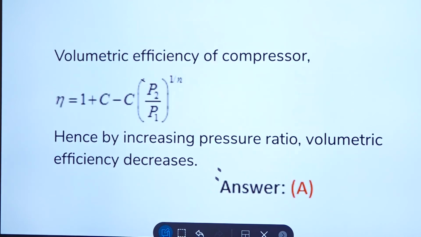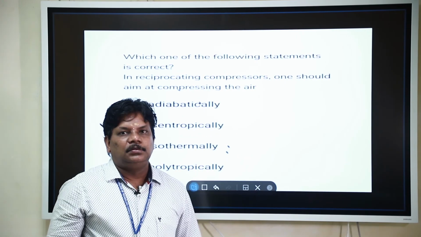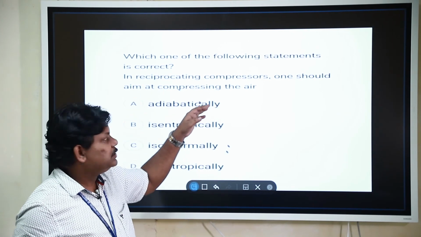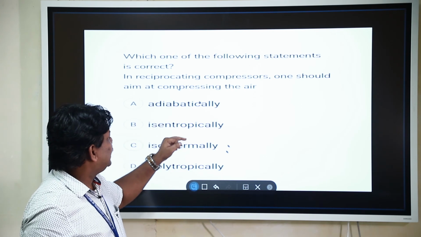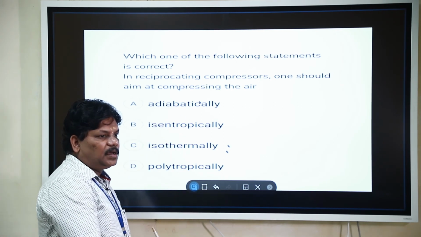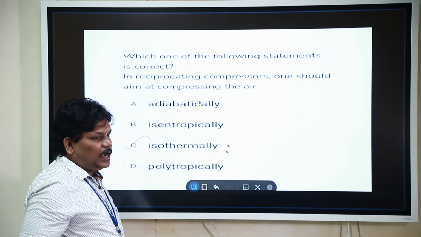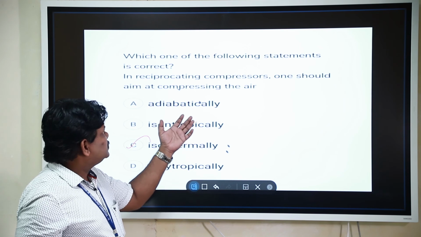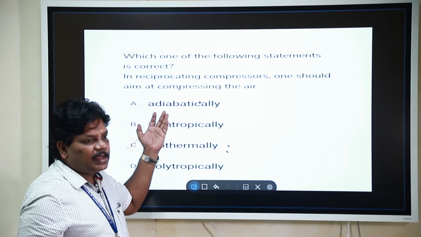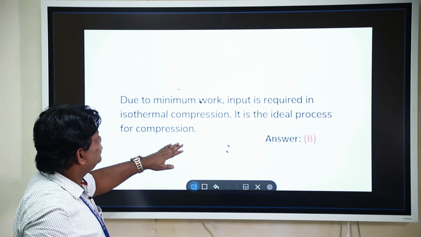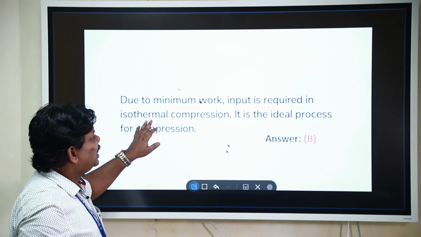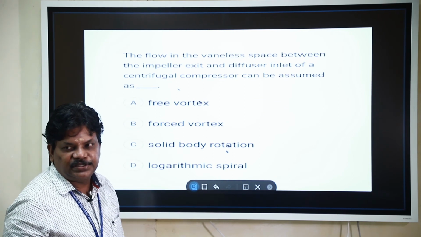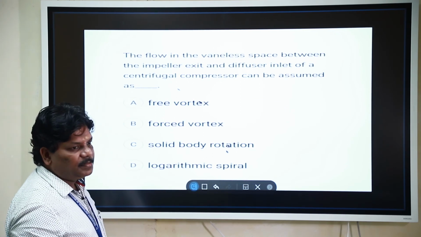The next one. Which one of the following statements is correct? In reciprocating compressors, one should aim at compressing the air, as we have just seen, isothermally. Even though that is not possible, the question is one should aim at compressing the air isothermally, because of the minimum work input required. Isothermal compression is the ideal process. So the answer is C here, that is the isothermal process.